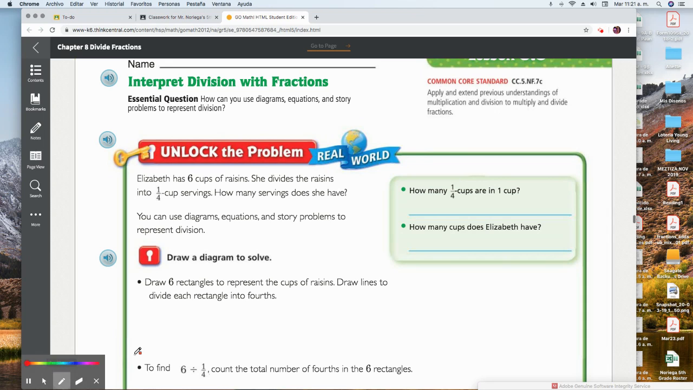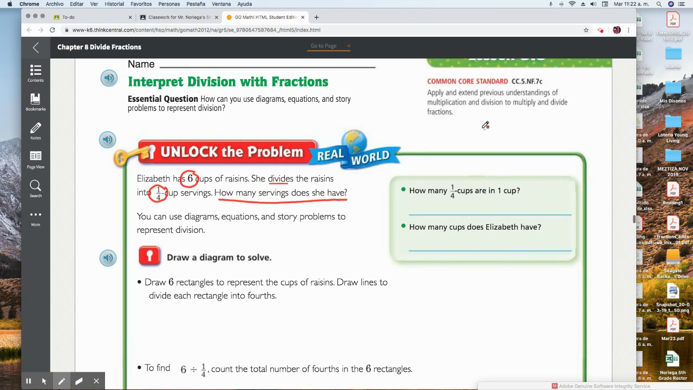All right, so let's go ahead and read the problem. Elizabeth has 6 cups of raisins. She divides the raisins into 1/4 cup servings. How many servings does she have? Okay. Question. How many 1/4 cups are in 1 cup?